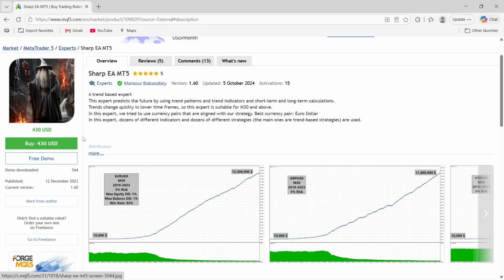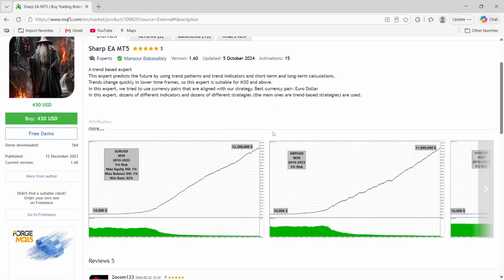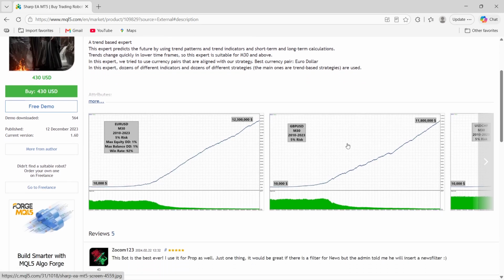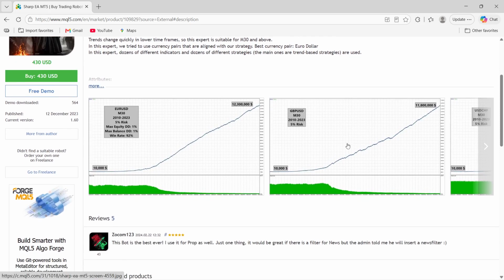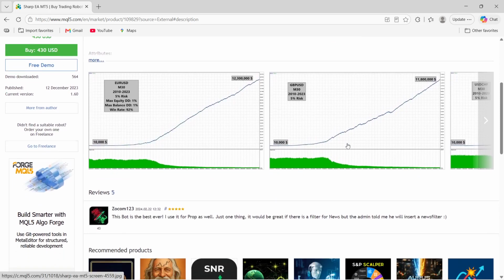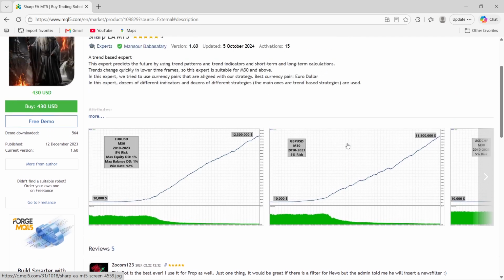Alright, on the sales page, as you can see, it goes for $430. The developer positions this as a kind of smart forward-looking trend robot that predicts future price using patterns and a combination of indicators. So in this video, I'll break down what the developer actually claims, walk you through the features, then compare that to my own backtest so you can see what this thing really looks like when you press play on the first chart.